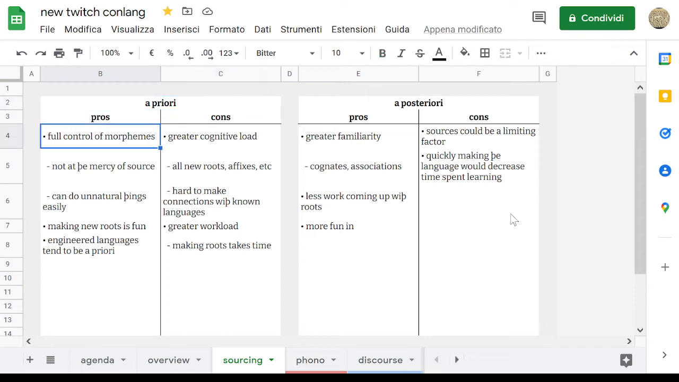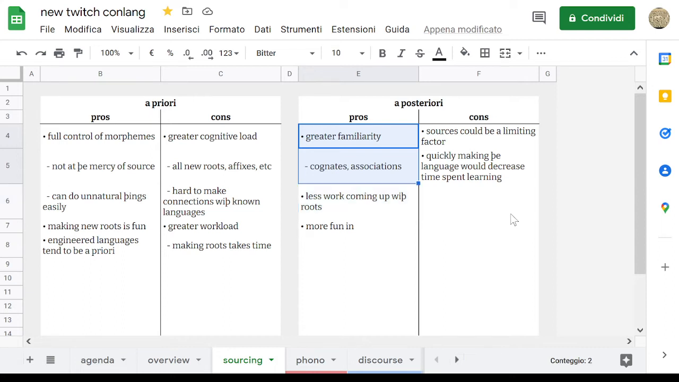Well, these kind of apply to most languages. I still make a lot of a priori despite these cons because I enjoy the pros: making roots is fun, and not being controlled or constrained by a source language. Now, the pros of a posteriori are basically the corollary to the cons of a priori. Unlike with a priori, where it's greater cognitive load because it's all unfamiliar roots that I'm having to make up myself, with a posteriori, I have something to grab onto.